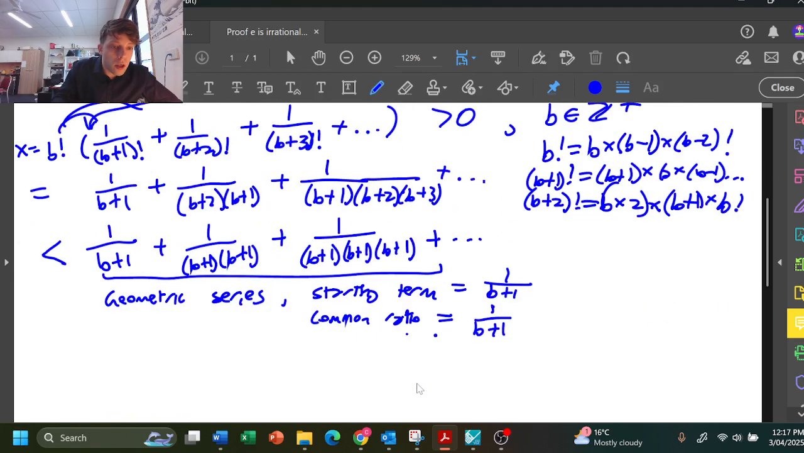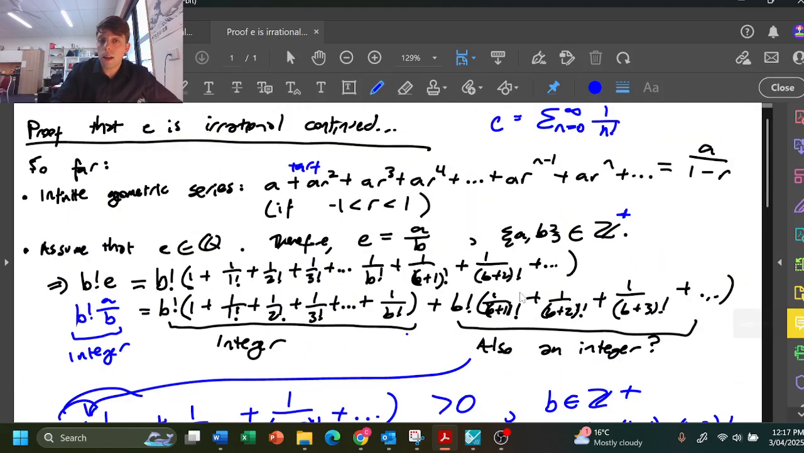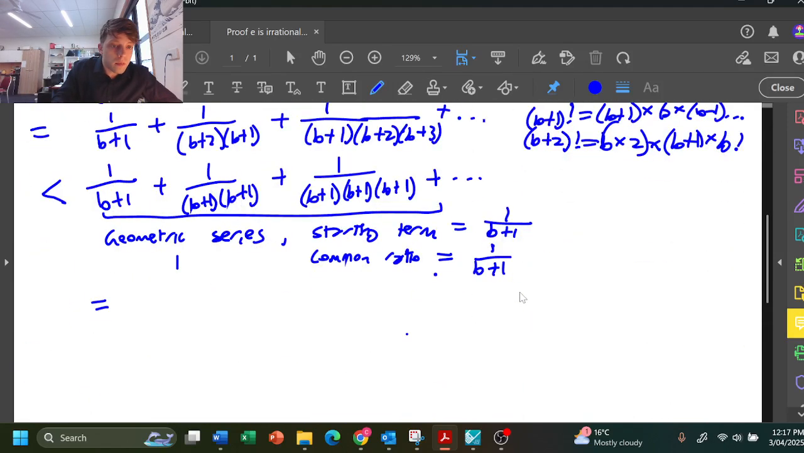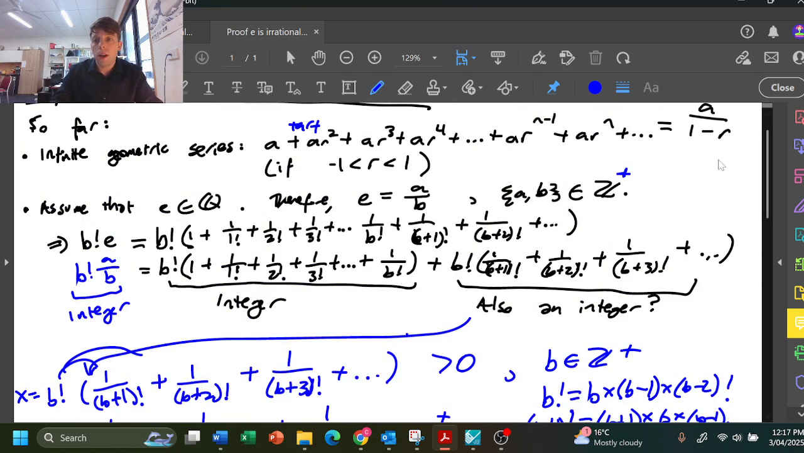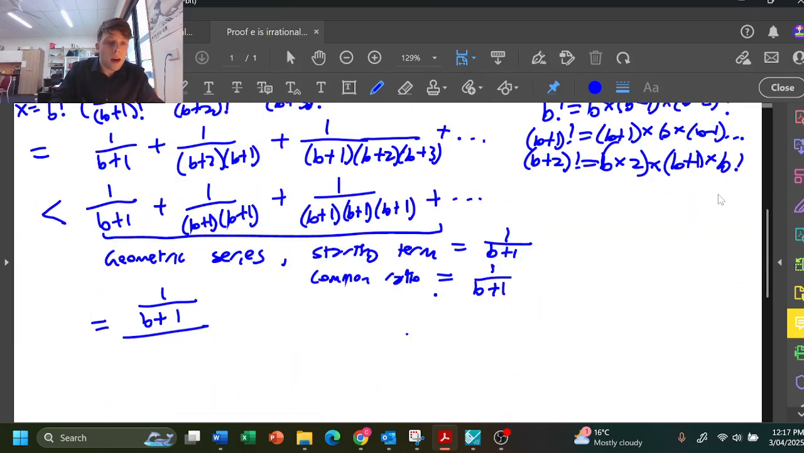So this infinite geometric series, as we now know, is going to be equal to the starting term, 1 over b plus 1, divided by 1 minus the common ratio. Here, 1 minus r. So let's write that down. 1 over the common ratio, which is b plus 1. All right, now how do we simplify this ugly looking fraction?